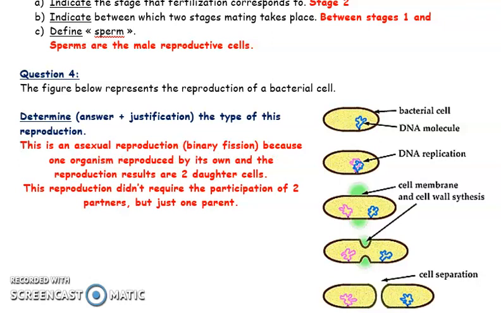How did I know that? This process did not require the presence of a male and a female. It's just one organism, which is the bacteria, that is reproducing by its own. So a constriction appeared in the middle of the cell and gave birth to two identical daughter cells. Since there is no participation of two partners, this is an asexual reproduction.